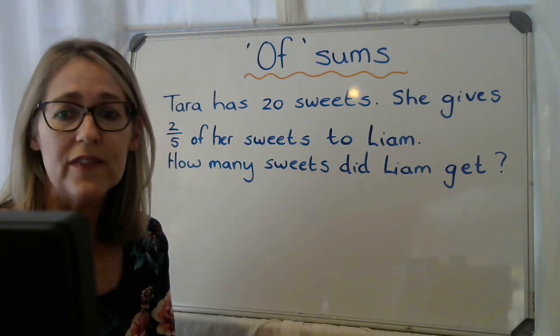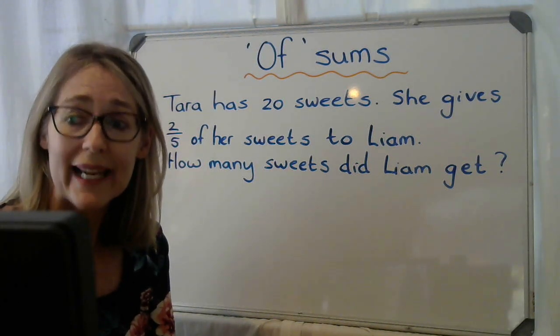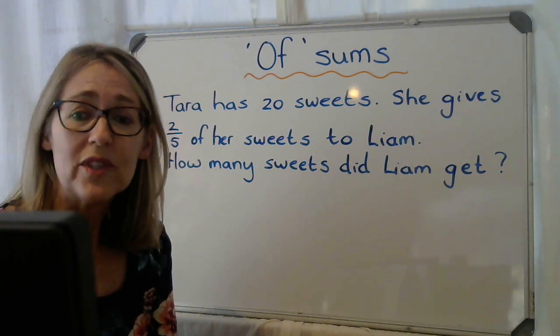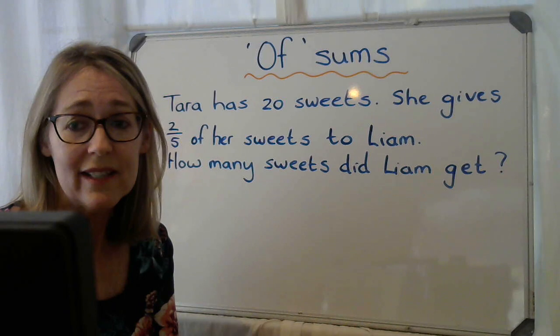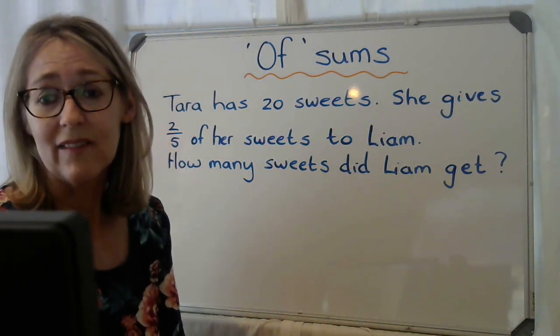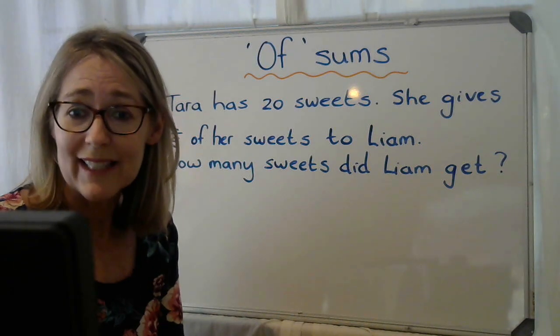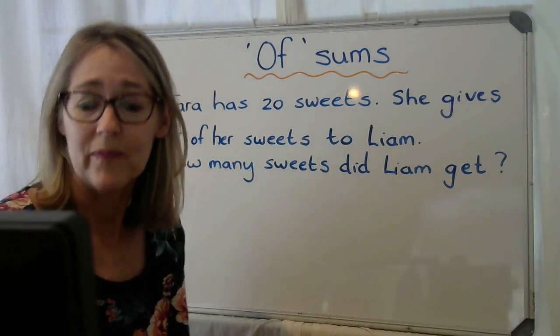She gives 2/5 of her sweets to Liam. How many sweets did Liam get? So what we are trying to work out is, of the 20 sweets that Tara had, how many does Liam actually get in his hand so that he can have? Because we know that it's 2/5, but we have to see how many sweets are 2/5.